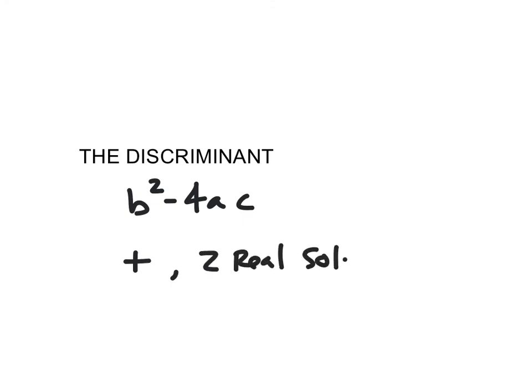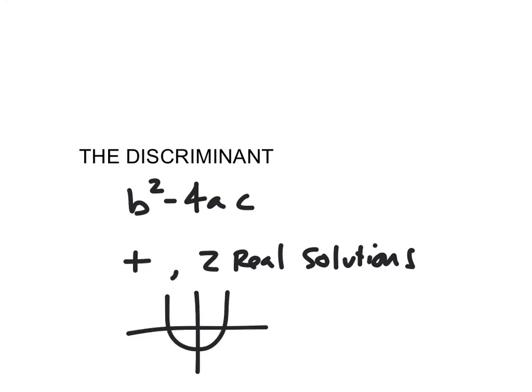All right, the last thing I want to talk about is the discriminant. The discriminant is the part of the quadratic formula that's underneath your radical, so underneath the square root. So it's the b squared minus 4ac part. Now, if your discriminant is positive, this means that you get 2 real solutions, meaning that your graph is going to cross the x-axis twice.